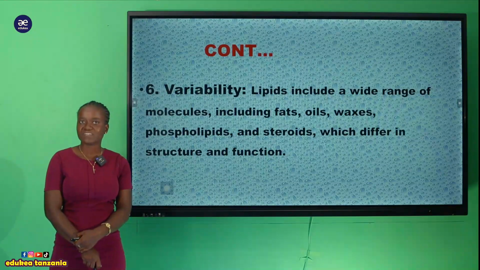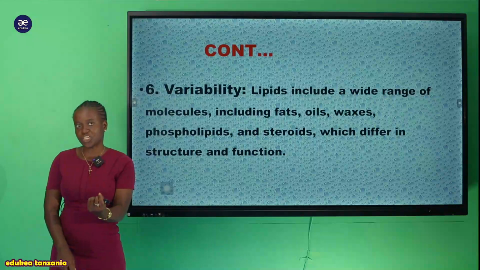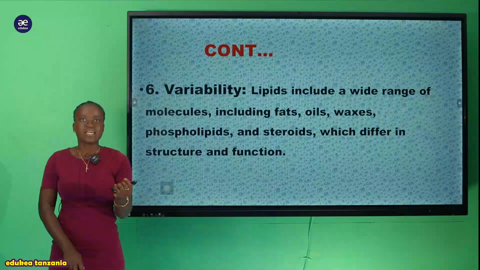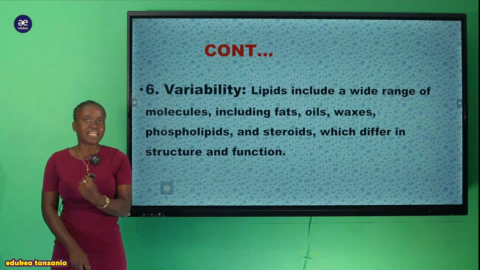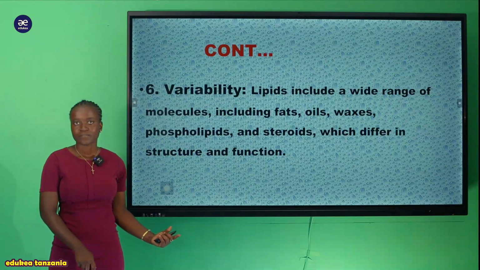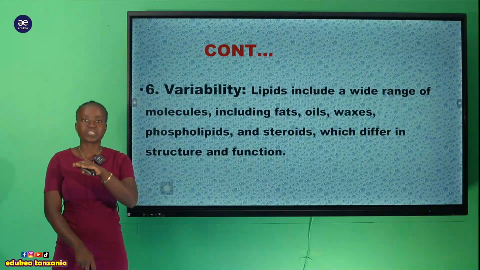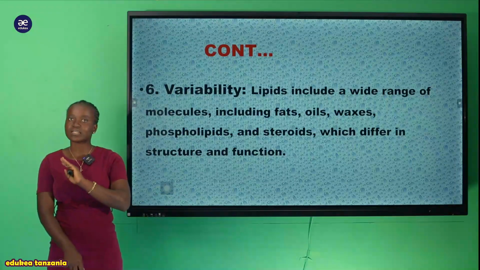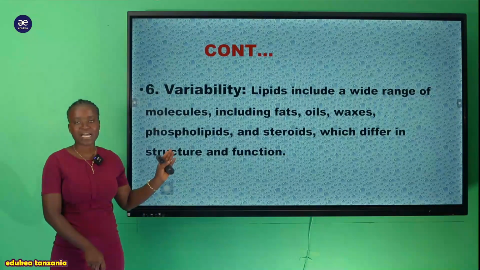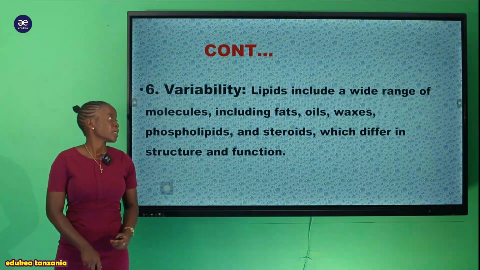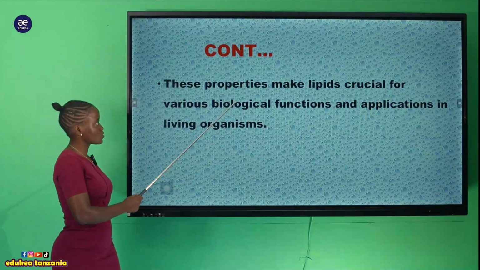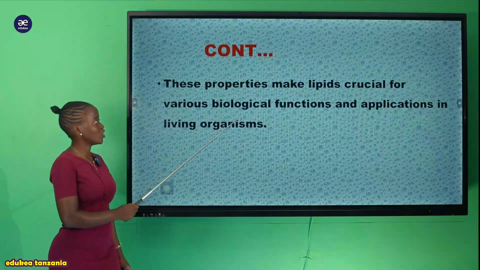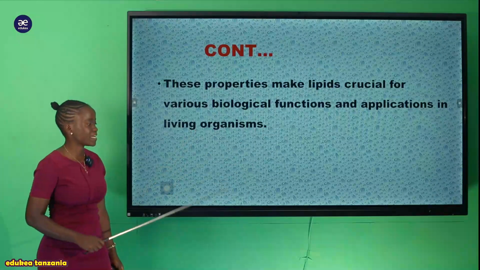Tulivyoangalia kwenye ile carbohydrate, ukiangalia kuna baadhi ya features zinafanana. Ukija kwenye monosaccharide, kwenye polysaccharide na kwenye disaccharide, zinakuwa zinafanana. Lakini tukija kuangalia tu kwenye lipid, unakuta structure, zote ni lipid, but zinakuwa na function tofauti na pia inakuwa na structure very different. But all of them, they are lipids. So now we can say that this property makes lipids crucial for various biological functions and applications in the living organism.